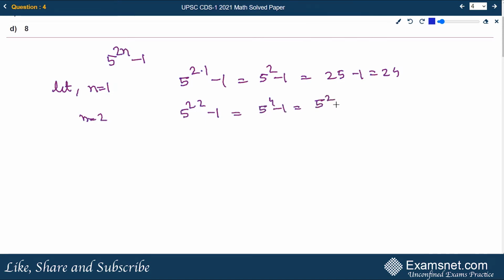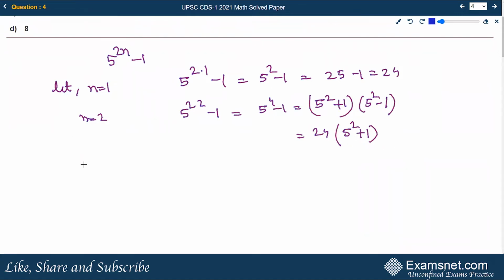I can write it this way also, a square minus b square. It can be represented as 5 square whole square minus 1 whole square. So 5 square plus 1, 5 square minus 1. Okay, so that means this will give us 24 times 5 square plus 1 that we are left with. So this is the result we are getting. Also we can see that it is a multiple of 24 if we put n equals 2.